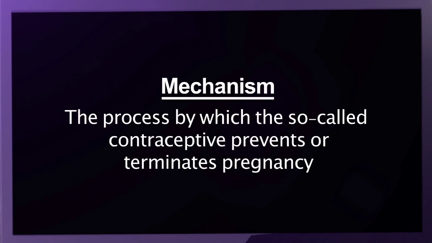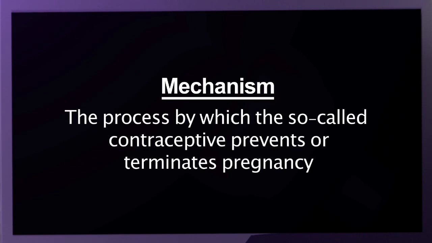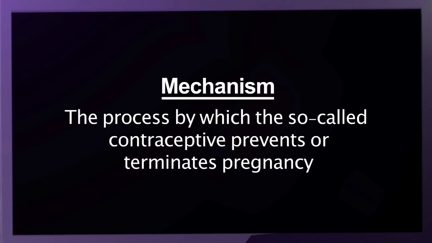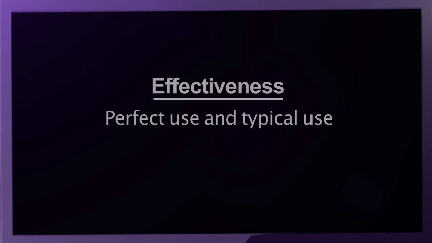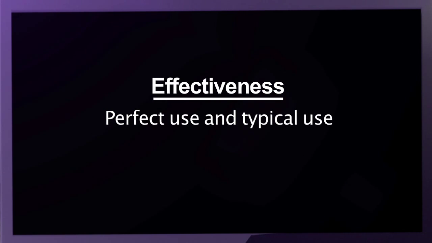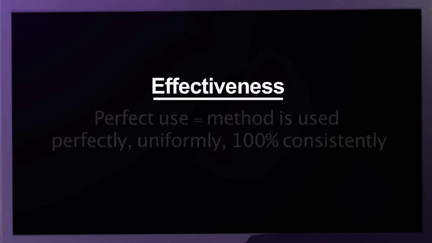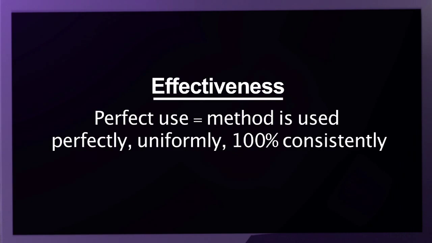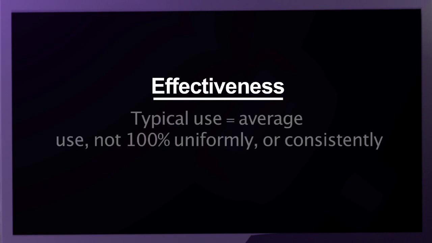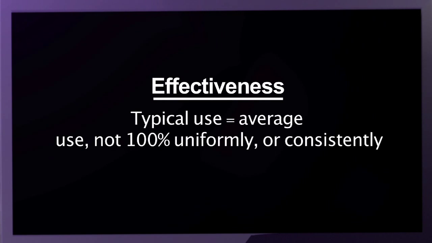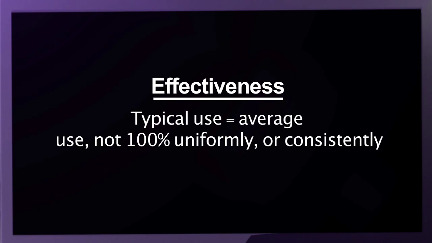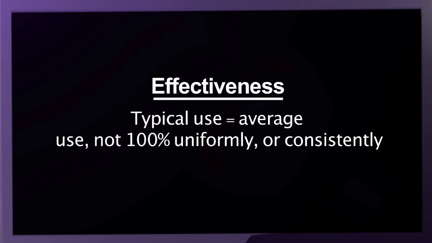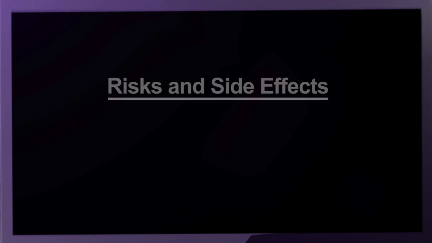Mechanisms. I have touched on this. The mechanism is the process by which the so-called contraceptive prevents or terminates pregnancy. Effectiveness. There is perfect use and typical use effectiveness. Perfect use is when the contraceptive is used perfectly, uniformly, and 100% consistently. Typical use effectiveness is the rate when used by the average person or couple, which is not 100% uniformly or consistently. Risks and side effects.